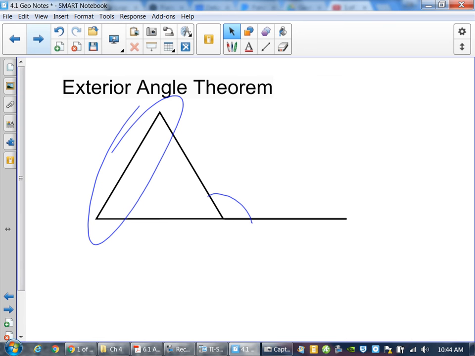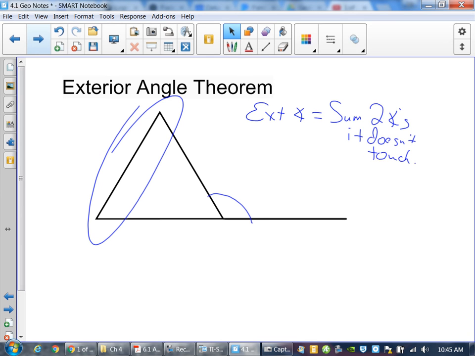So the exterior angle theorem is, there's a lot of words to this, basically the exterior angle equals the sum of the 2 angles it does not touch. That's it. It's the easiest way to write it. The exterior angle equals the sum of the 2 angles it doesn't touch.